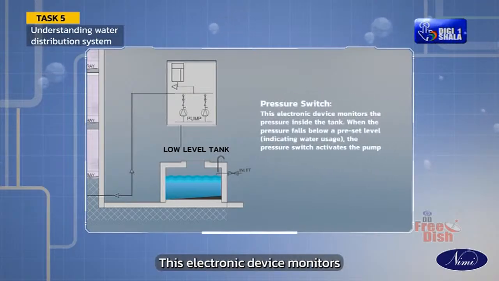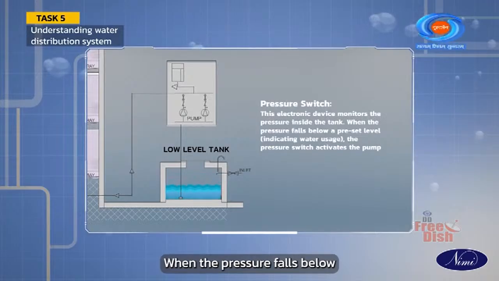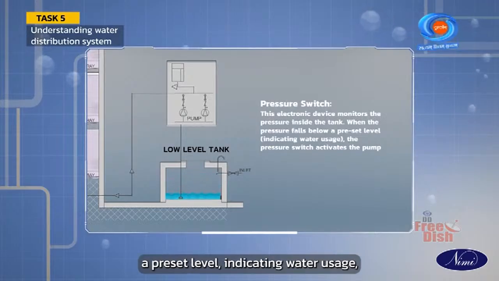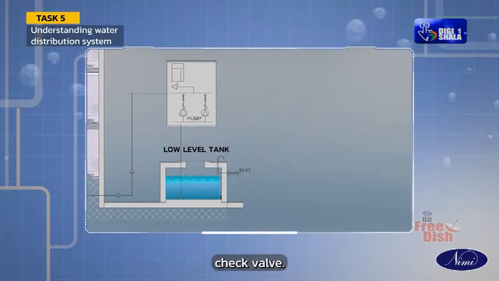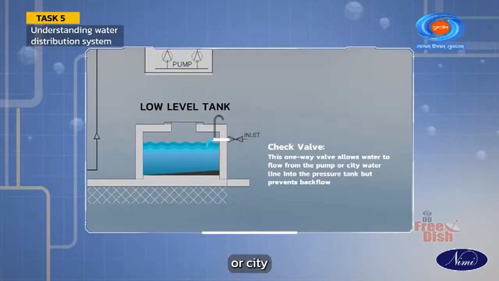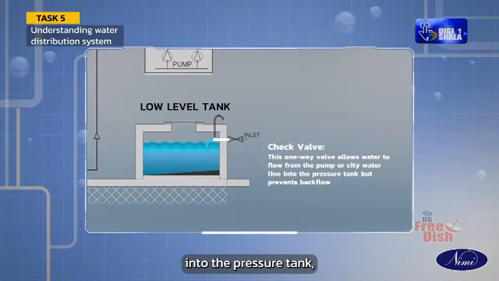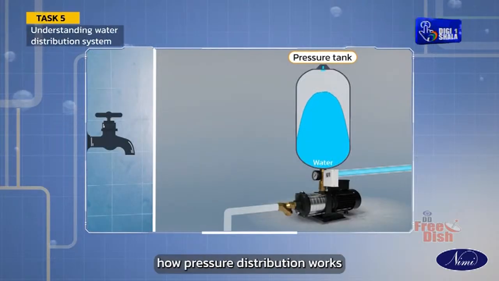This electronic device monitors the pressure inside the tank. When the pressure falls below a preset level indicating water usage, the pressure switch activates the pump. Check valve. This one-way valve allows water to flow from the pump or city water line into the pressure tank but prevents backflow. Let us understand how pressure distribution works.